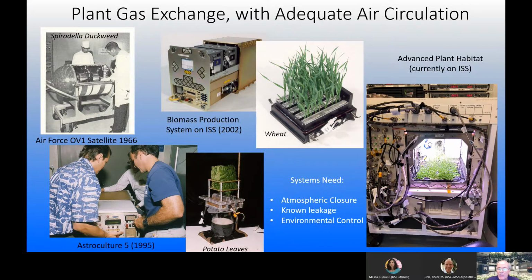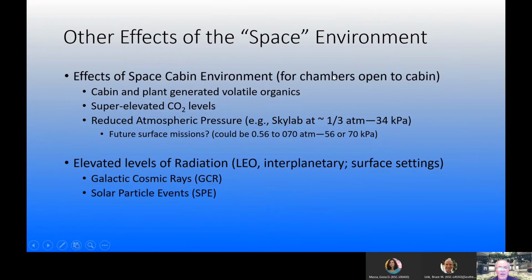And then to the bottom right, probably the most sophisticated plant chamber that has these kinds of capabilities is the advanced plant habitat that NASA built with Orbitec in Sierra Nevada. And you see that it can be totally enclosed, allowing direct measurements of atmospheric gas exchange. So that's a very handy tool to have if you have the right kind of chamber in space.